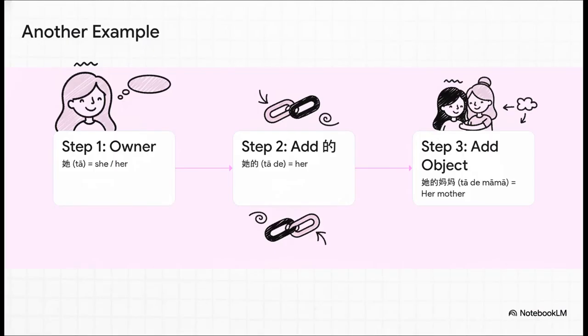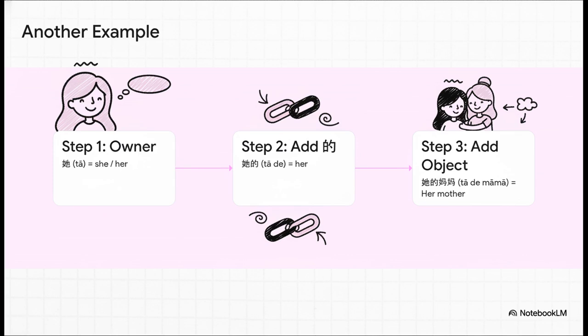Okay, let's run through our new example. Step one, our new owner. Ta, pronounce ta. This is the first tone. I want you to think of it as high and flat, almost like you're holding a note when singing. Keep your voice at the top of your natural range. Ta. Step two, we add our particle.